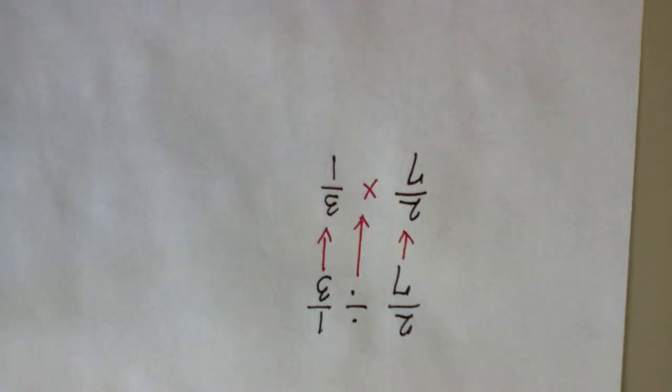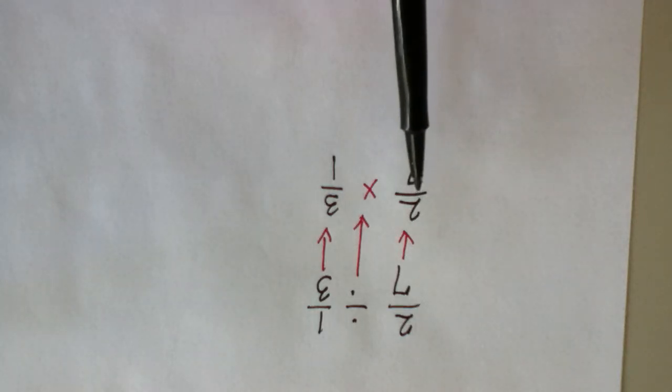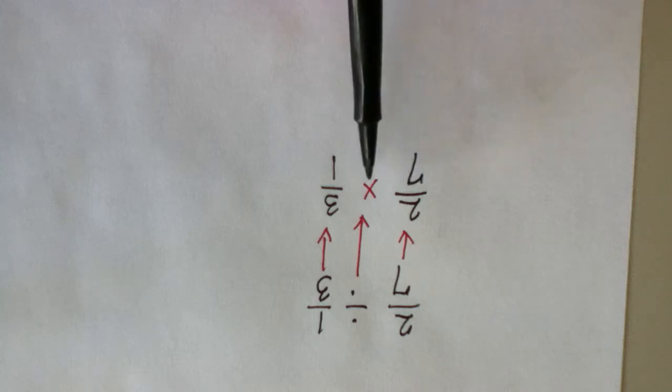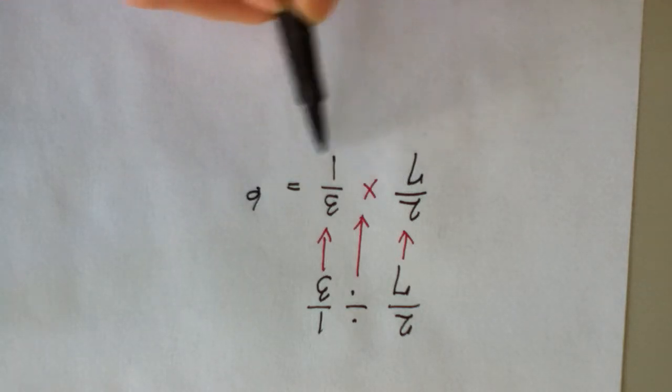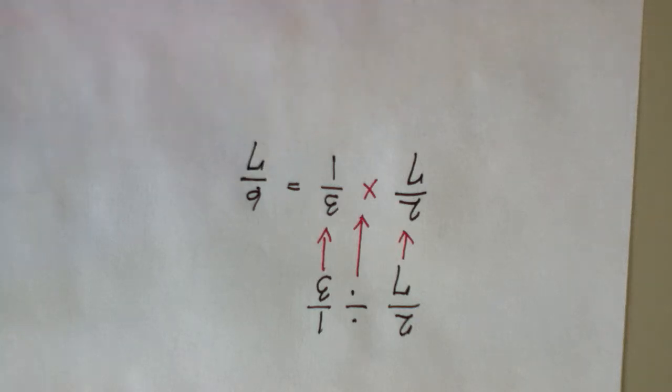And if you remember from the multiplication video, when we're multiplying fractions, we multiply straight across. 2 times 3 is 6. 7 times 1 is 7.